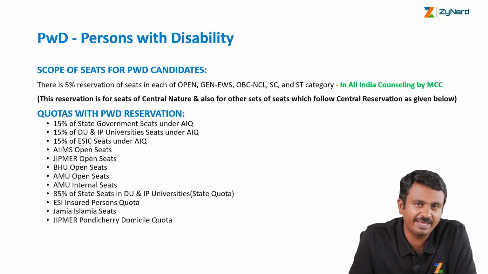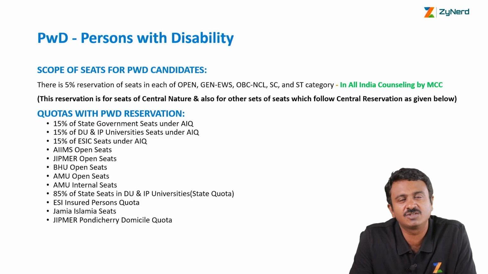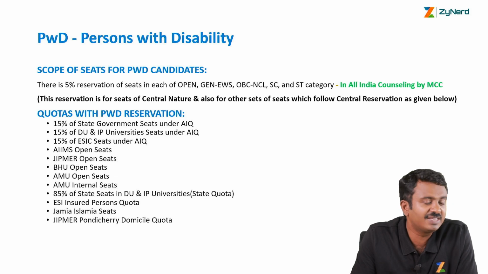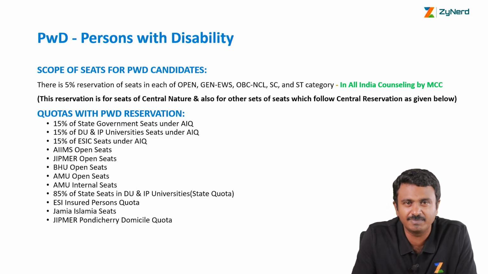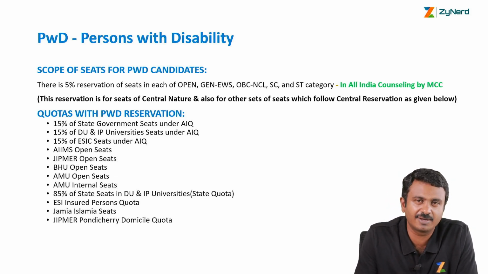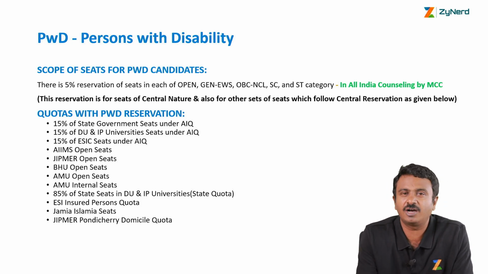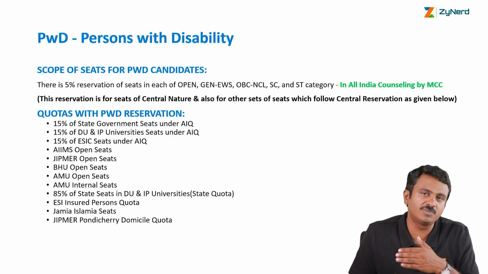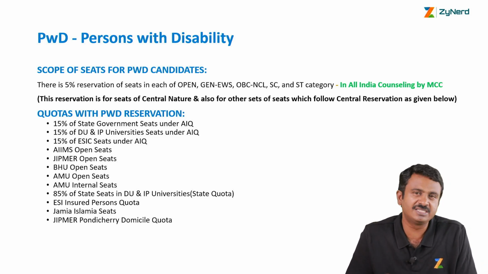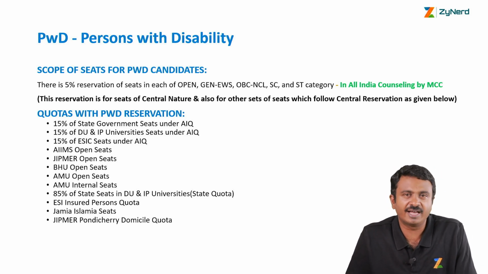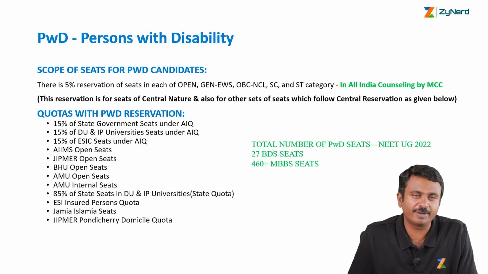Beyond this, you have the AMU internal seats, and 85% of state quota seats for DU or IP candidates, which are Delhi state candidates. And then you have the ESI insured persons quota, which is for ESI members. If you're a member of ESI, your wards can avail this set of seats under the ESI quota. And you have Jamia Islamia seats, which also have a few seats for PwD. And finally, the JIPMER Pondicherry domicile quota. For this entire set of seats, if you are eligible, you will have 5% reservation if you are a PwD candidate. AIQ and open seats, everybody will be eligible for.